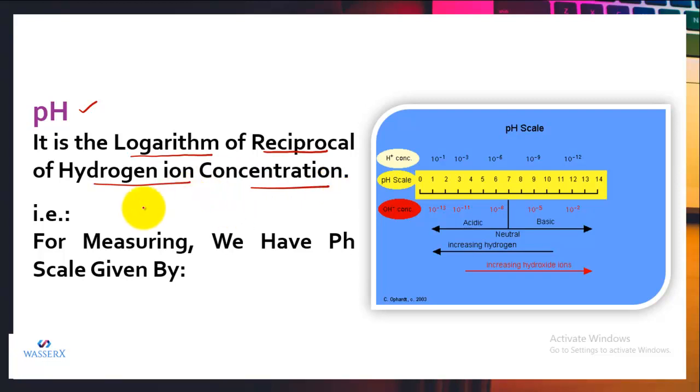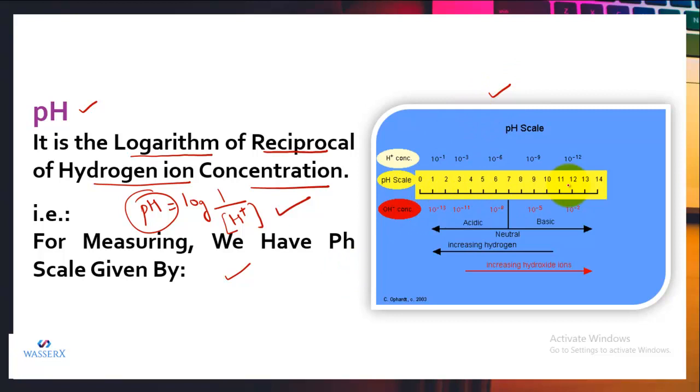So we write pH is equal to logarithm of the reciprocal of hydrogen ion, H positive, concentration, and the concentration we write within brackets. This is how we write the expression for pH. By measuring the pH, we can get an idea about the strength of the acid, how strong or how weak it is. So this is the pH scale.